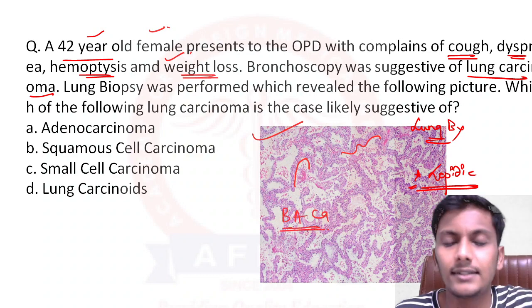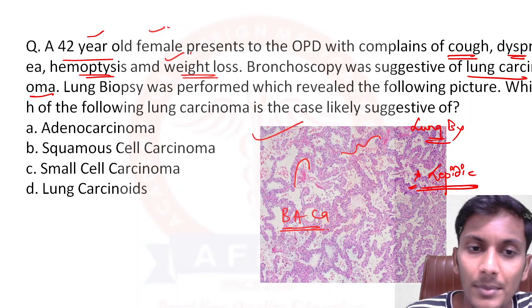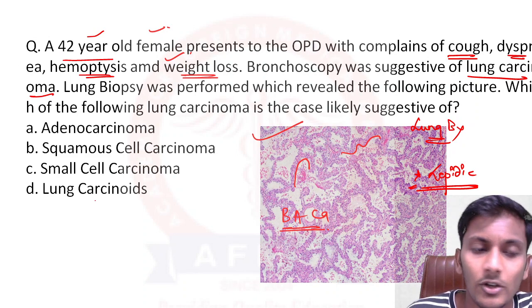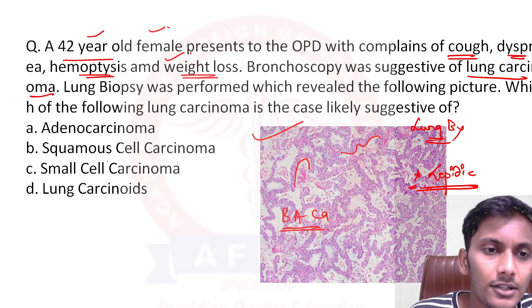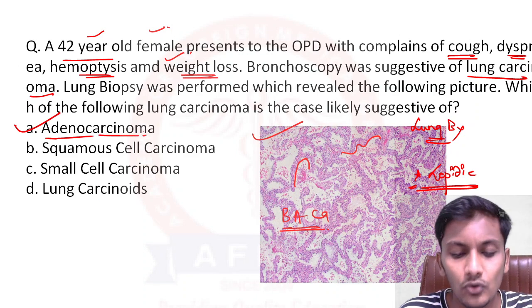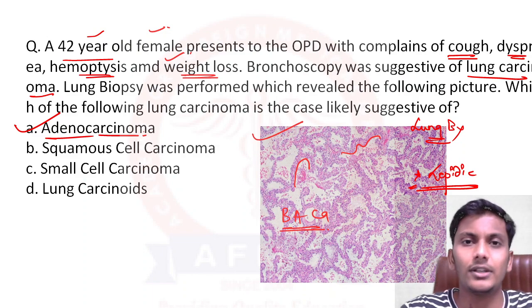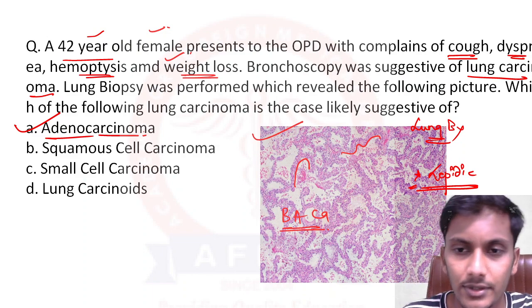And what have they asked in the question? Which of the following lung carcinoma is the case likely suggestive of? The options are option A, adenocarcinoma, option B, squamous cell carcinoma, option C, small cell carcinoma, and option D, lung carcinoids. And the answer to this question is option A, adenocarcinoma. So if you know some points really well, then you can easily solve the questions. There is no issue in solving the questions.